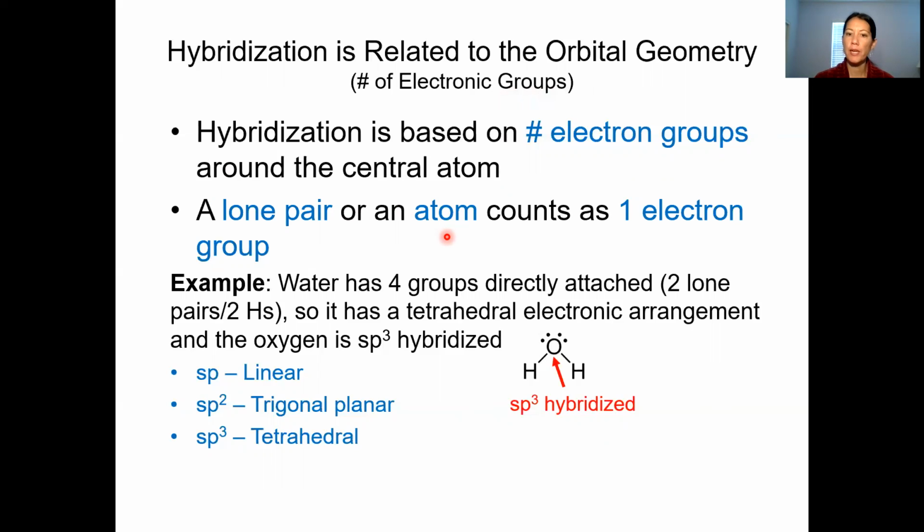So let's look at this situation. What if we talked about water? Water has how many groups? 2 lone pairs, 2 H's, so a total of 4 groups. So it has an overall tetrahedral electronic arrangement. It needs 4 balloons or 4 orbitals. So I need to have this tetrahedral arrangement. That means those hybrid orbitals will come from an s and 3 p's. So O is sp3 hybridized. That's how we say it. It's sp3 hybridized, or you could say it uses sp3 hybrid orbitals for bonding.